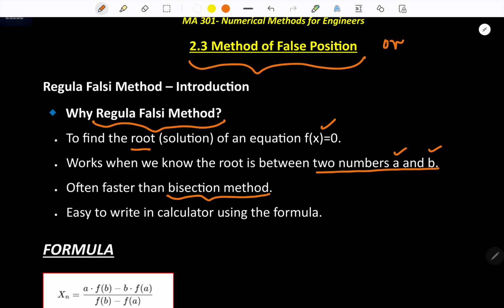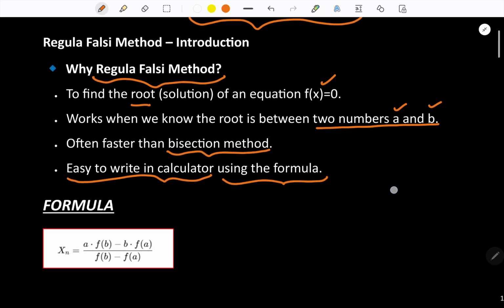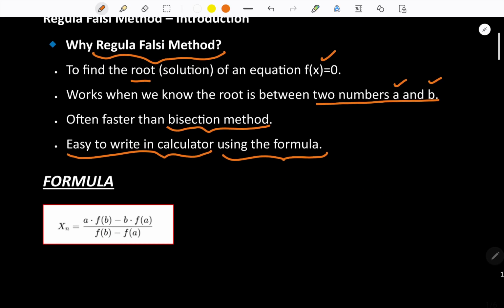The bisection method takes longer iterations, maybe 13, 14, 15. Last time we saw 15 iterations. But here the number of iterations is lesser than the bisection method. And it is easy to write in the calculator using the formula also. The formula is a little bit lengthy in the calculator, but the work is so simple, easy to get the answer, and it's more interesting than bisection. Okay, right.